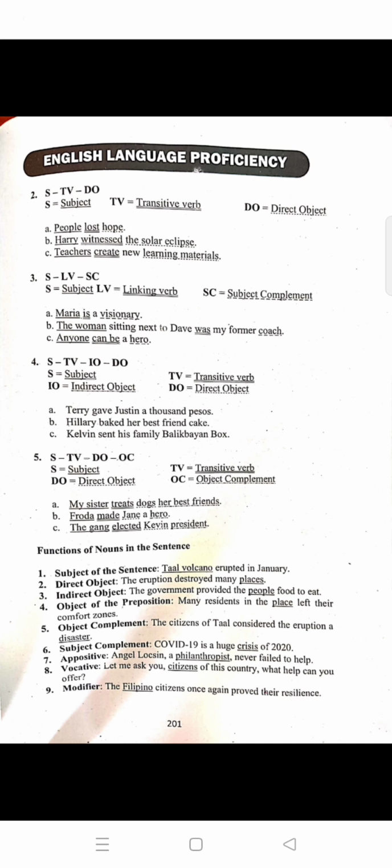Maria is a visionary. When you try to observe it, the verb is is used to link the subject and the word visionary. Now, when you ask the question, who is the visionary? It is Maria. And who is Maria? She is the visionary. Therefore, we term visionary as subject complement because it is trying to complement your subject, which is Maria. Another example, anyone can be a hero.